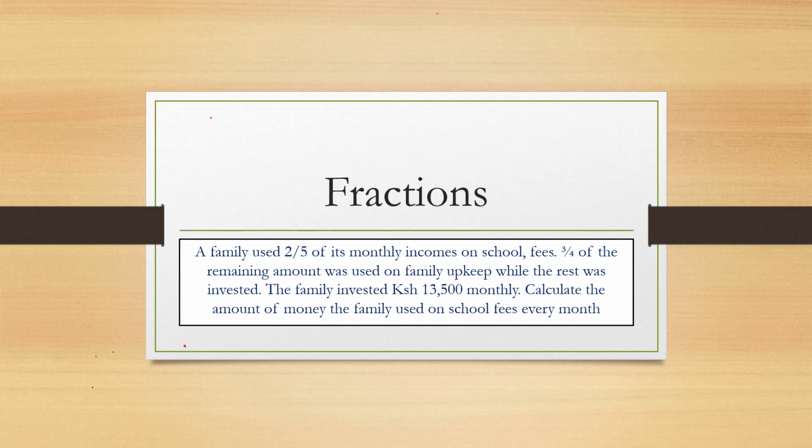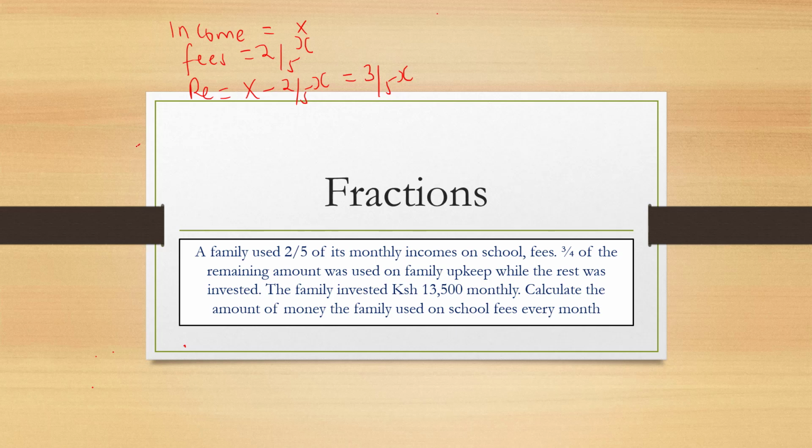A family used 2 over 5 of its monthly income on school fees. So let's say the total income was x. So school fees, let's call it fees, will be 2 over 5 of x, which is just 2 over 5x. 3/4 of the remaining amount was used on family upkeep. So if we use 2 over 5x on fees, the remaining will be the income minus the total spent on fees. This will give us 3 over 5x.